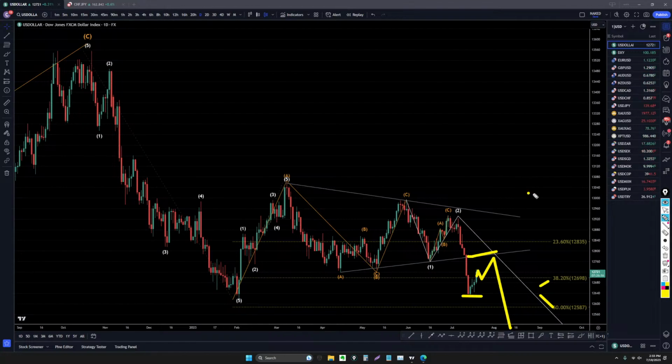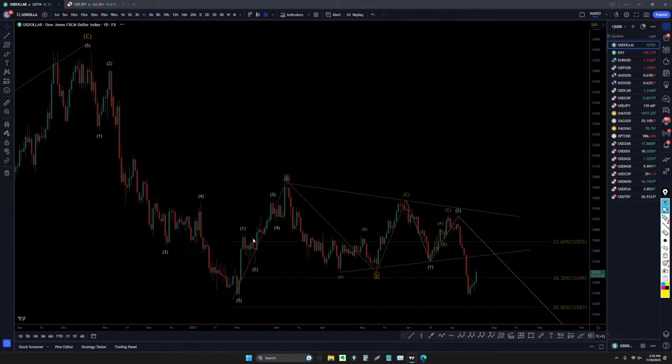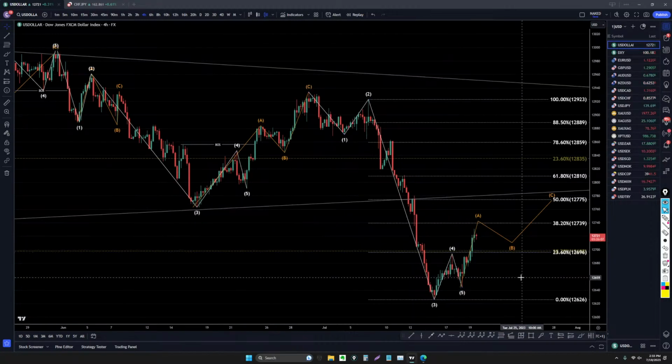I still think that this is all part of a big wave 3, and I still think that we have a long ways to go to the downside. So let's take it down to the 4 hour time frame.